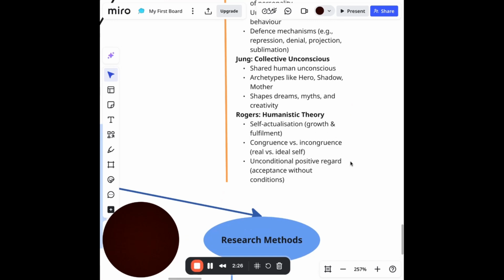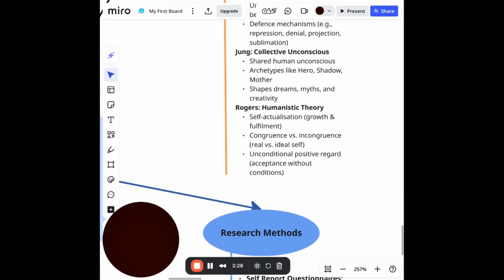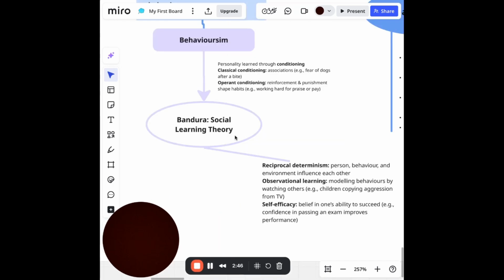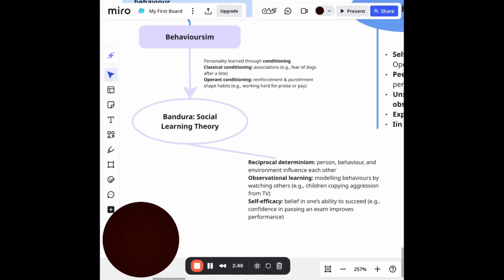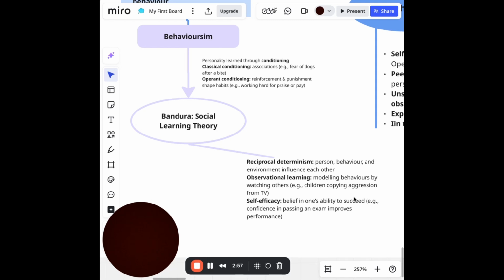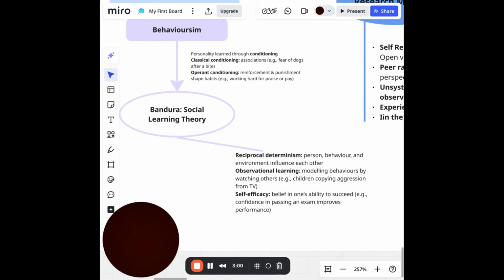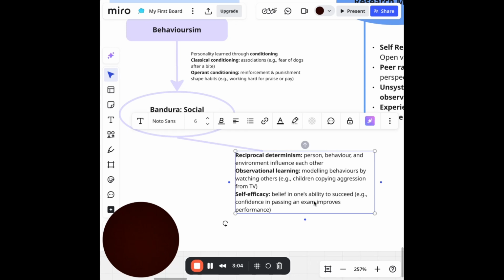Rogers' humanistic theory shifted the focus to growth and fulfillment, emphasizing self-actualization, so congruence between our real and ideal selves, and the importance of unconditional positive regard for healthy development. On the scientific side, behaviorism views personality as learned through conditioning. So, for example, Bandura's social learning theory builds on this by showing how people learn through observation, and by highlighting reciprocal determinism and self-efficacy, the belief in one's ability to succeed.